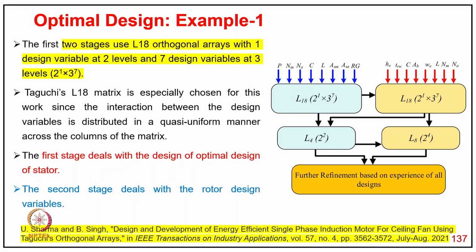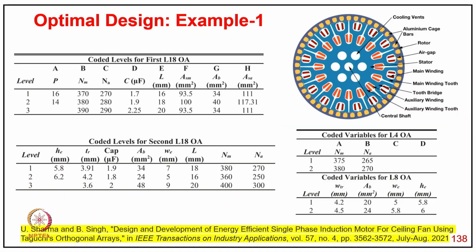And Taguchi L18 matrix is especially chosen for this work, since the interaction between the design variables is distributed in a quasi-uniform manner across the columns in the matrix. The first stage deals with the optimal design of the stator variables, and the second stage deals with the rotor design variables. Like so, here it is shown how it goes typically.